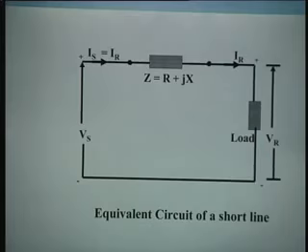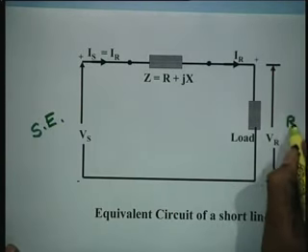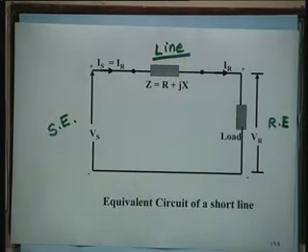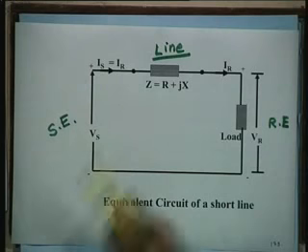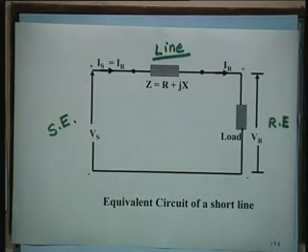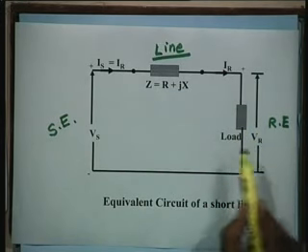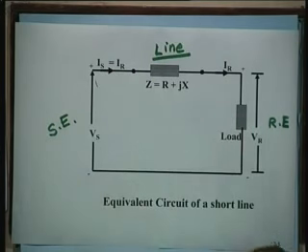This figure is the simplest type of figure for a transmission line. You cannot get a simpler figure than this. There is a sending end, there is a receiving end, and this is the line. This is sending end voltage, this is sending end current, which is same as receiving end current. This is receiving end current. This is a load. This is a load voltage or receiving end voltage. The line is modeled by just series impedance R plus jX.